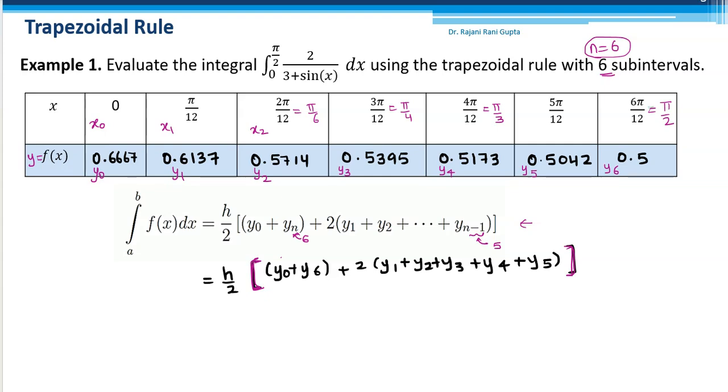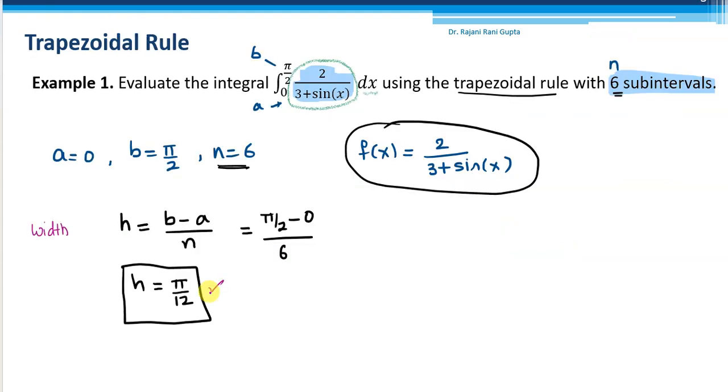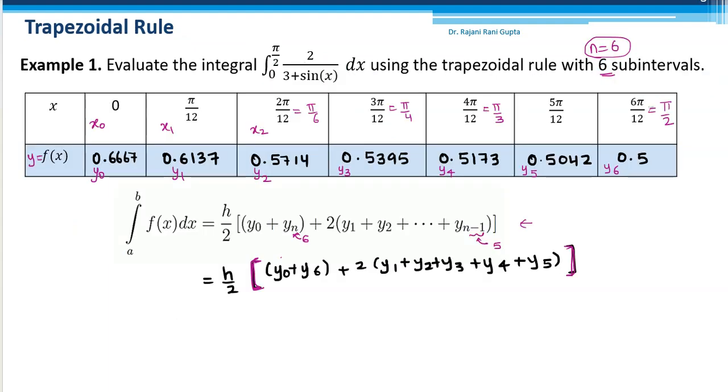Now what do you have to do? You have to just substitute the values here to get your integral. Now what is h? h is pi over 12. So substitute here. So this integral gives you pi over 12, this whole divided by 2. Then better to put a bracket. Okay. Then the sum of first and end. So it is 0.6667 plus 0.5.